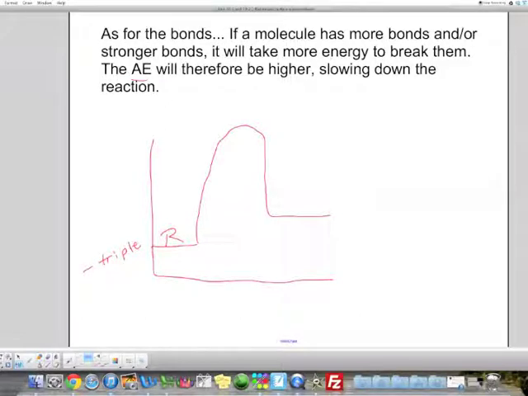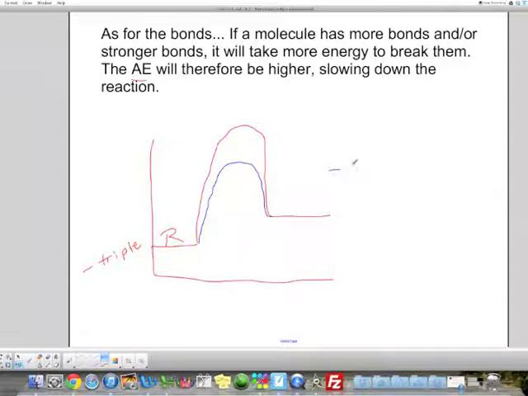If I have instead single bonds, well, my single bonds are easier to break, so they don't require as much energy to break those molecules. The reaction doesn't require as much energy. So the energy that has to be supplied being not as large, my activated complex is much lower, and at the same time my activation energy is also smaller.